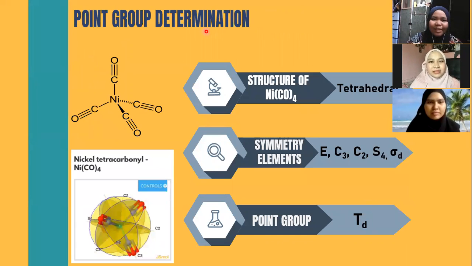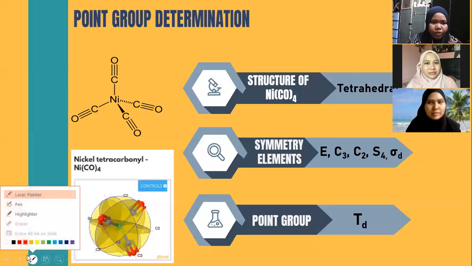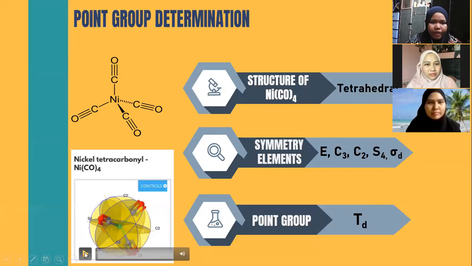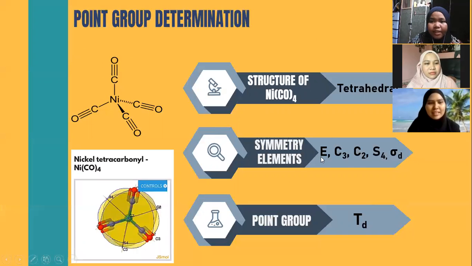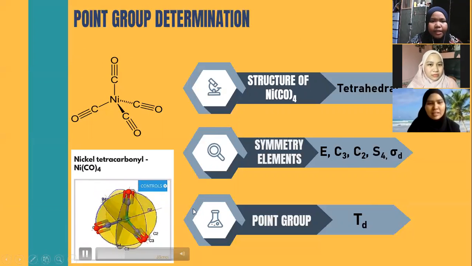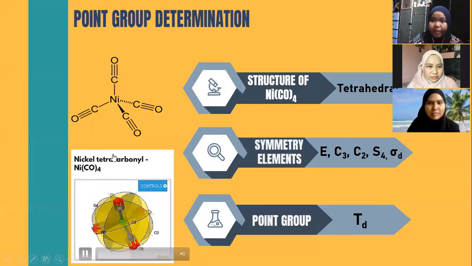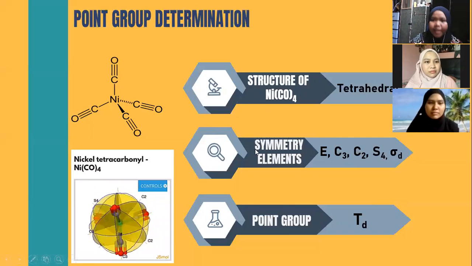So next is the point group determination. As this picture shows, we can see that the structure of Ni(CO)4 is tetrahedral. Let me show you this animation of the compound. Here we can see that this compound has the symmetry elements E, C3, C2, S4, and sigma d. Since the structure adopts the tetrahedral geometry, we can conclude that the point group of this compound is Td.